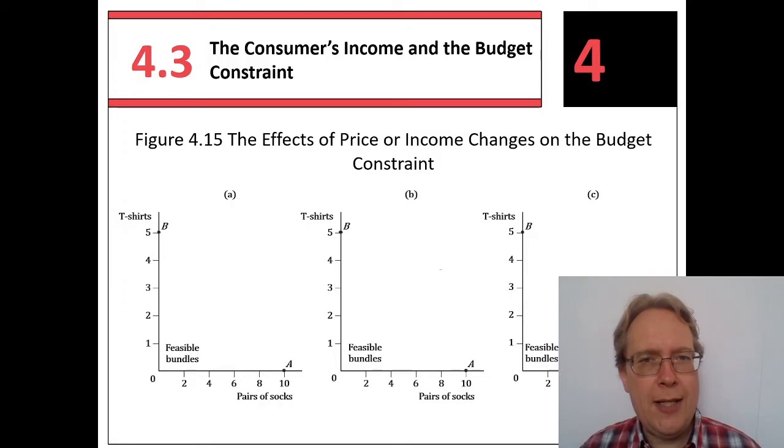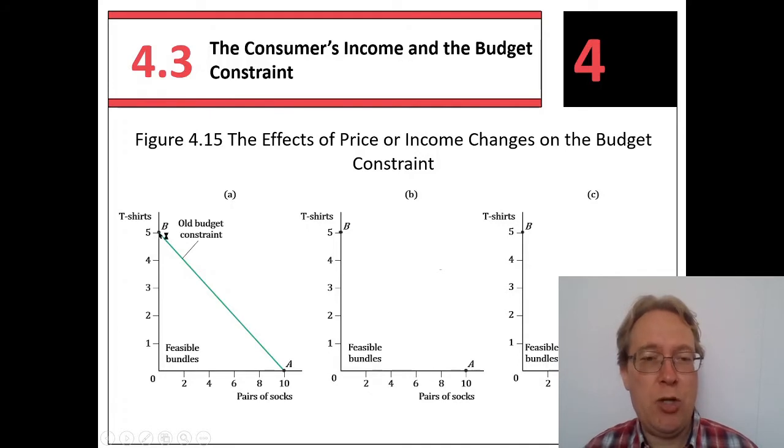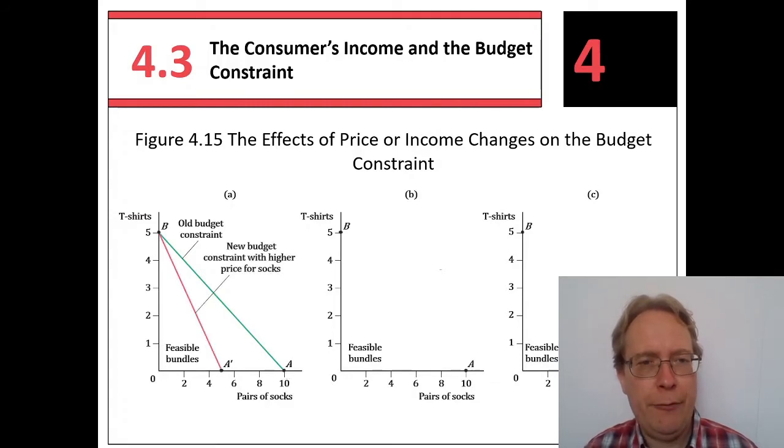Okay, so what happens if I play around with prices or incomes? What happens to my budget constraint? Okay, first panel. Suppose that the price of socks increases. What happens? Well, if I still spend all my money on t-shirts, nothing will change, right? The price of t-shirts hasn't changed, my income hasn't changed. So if I spend all my money on t-shirts, I can still buy 5 t-shirts. However, if I spend all my money on socks, then I can now buy fewer socks than I did before.